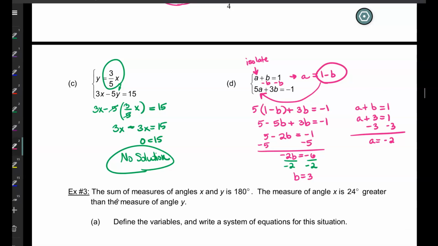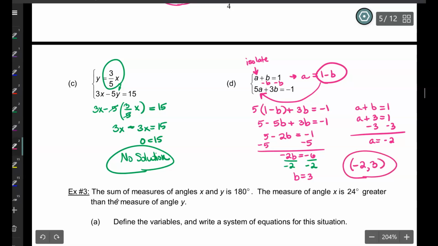Now, I didn't give you x and y this time. I gave you an a and a b. So whenever you're doing the ordered pairs, you always want to make sure they're in alphabetical order. So I'm going to put the negative 2 and then the 3. All right, so just a quick note: ordered pairs always go in alphabetical order.